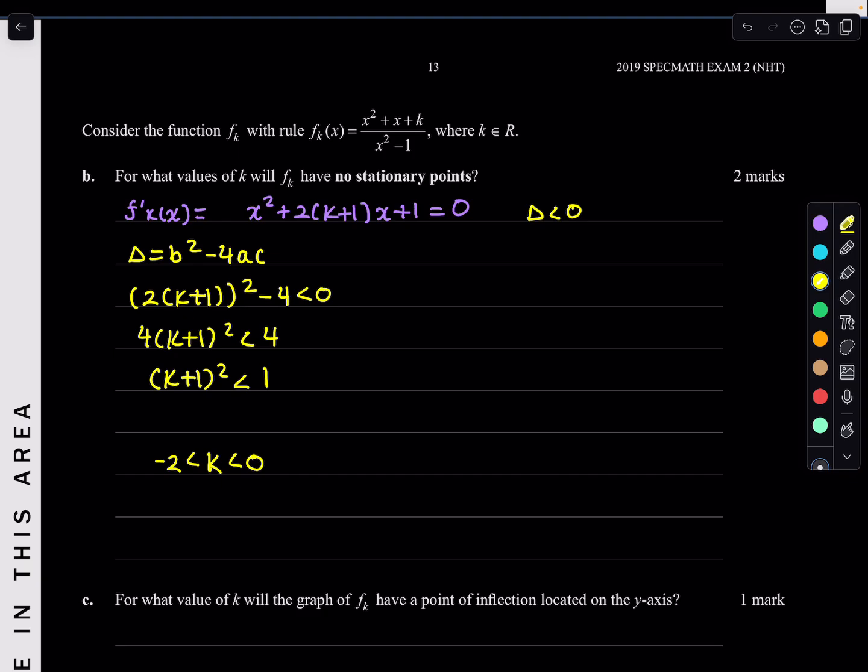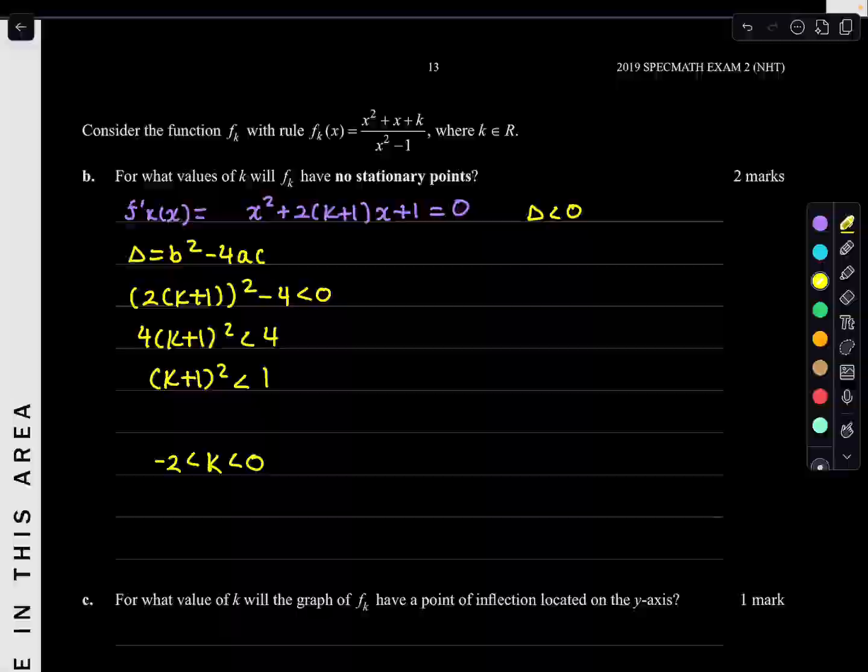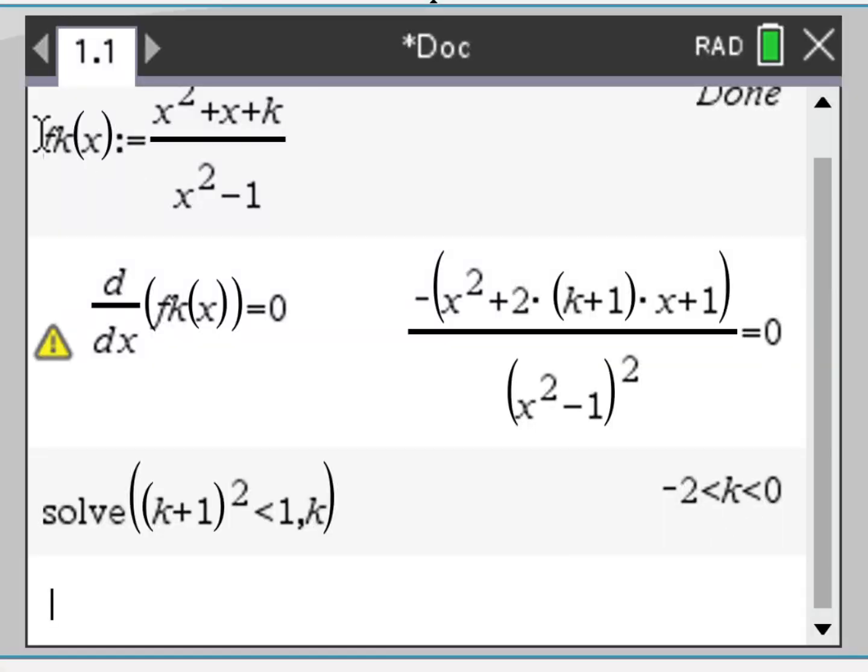Always check these with your CAS. I think one of the biggest flaws about Specialist is, always when you get a k value, check it. Does it actually have no stationary points? Let's do that. So k has to be from -2 to 0. So what we can do is straight away go on our CAS.